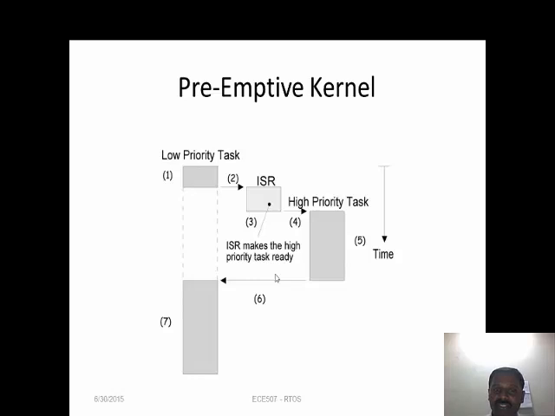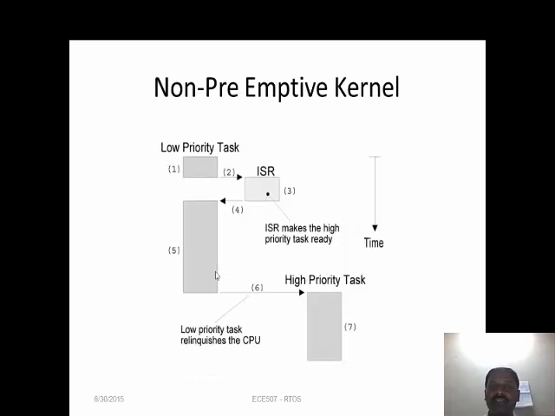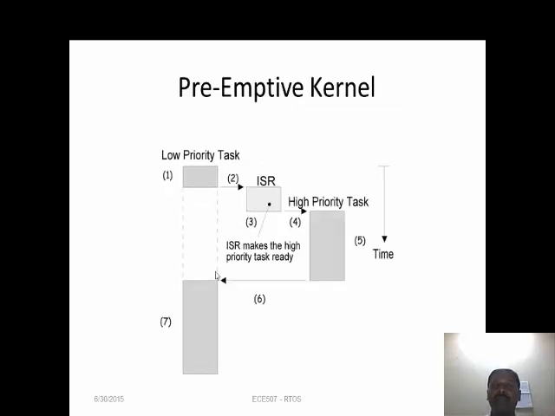Let's see what a preemptive kernel is about. Here the low priority task requests an interrupt service routine, and now you see the high priority task gaining control. It finishes its execution and gives up, and then the low priority task comes back to execute. In the earlier slide, the non-preemptive kernel does not give up the low priority task, whereas in a preemptive kernel we can preempt the task from the functioning layer so that the high priority task can go and execute at its priority level.